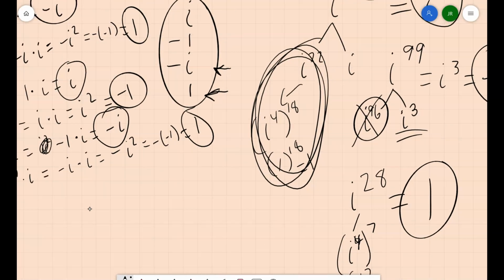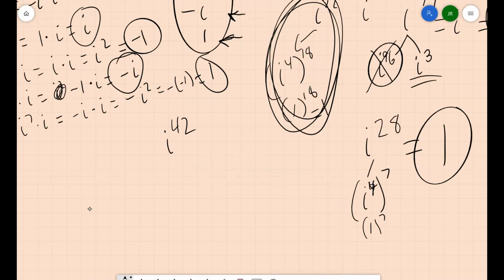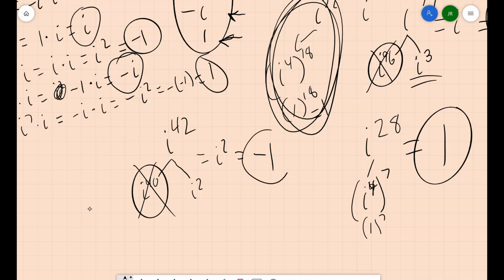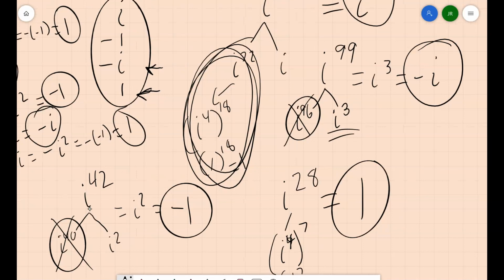All right, last one. How about i to the 42nd? Again, I like to break this down to the nearest multiple of 4. So what's the nearest multiple of 4 to 42? It'd be 40. So it breaks down to i to the 40th and i to the 2nd. And since i to the 40th is a multiple of 4, that's just going to be 1. So this is just going to be i to the 2nd. And i to the second is what? Negative 1. So your answers to all these are going to be either i, -1, -i, or 1 every time.